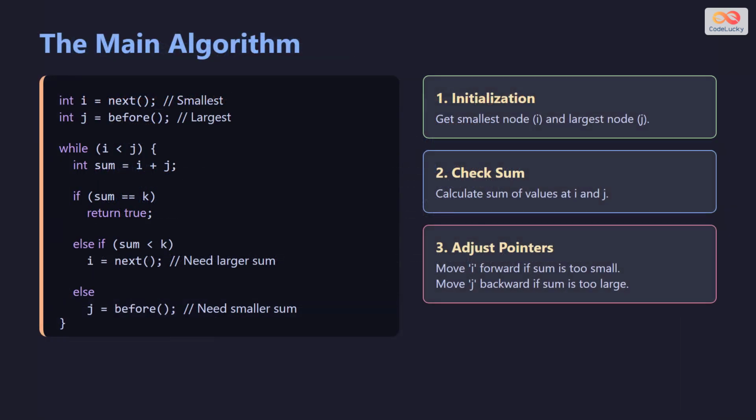Here is the core logic. We initialize i to the smallest value and j to the largest. We loop while i is less than j. If their sum equals the target, we found our pair. If the sum is less than the target, we need a larger value, so we advance the left iterator. If the sum is greater, we need a smaller value, so we move the right iterator backward.